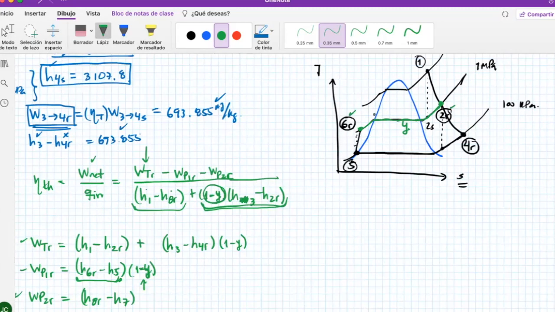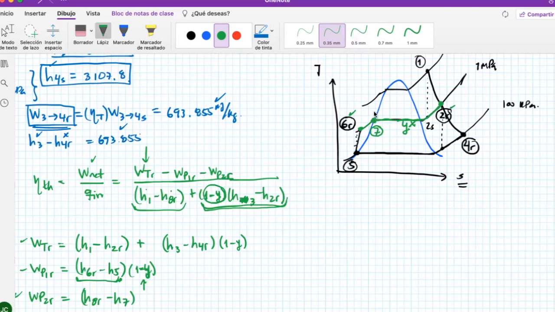I don't know if you remember, but I established that 7 should be located at saturated liquid. So this guy over here is 7. I decided that 7 was to be located here, saturated liquid at 1 megapascal. I decided that. So I found how much Y I need to take from 2R so that I get to this point 7. So that's one way to solve it. It's not the only way.